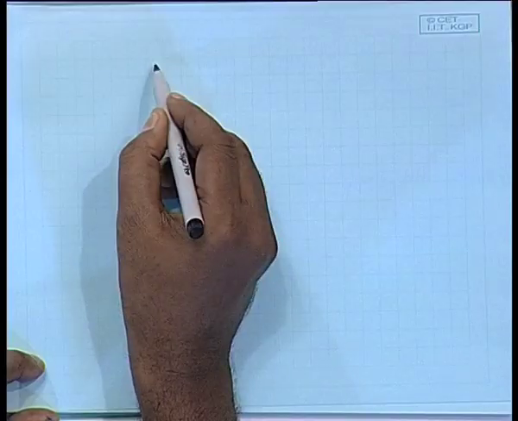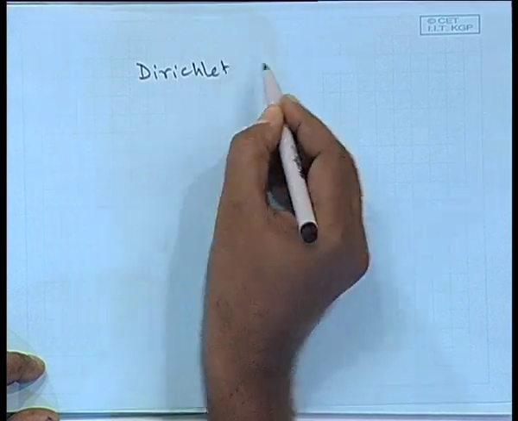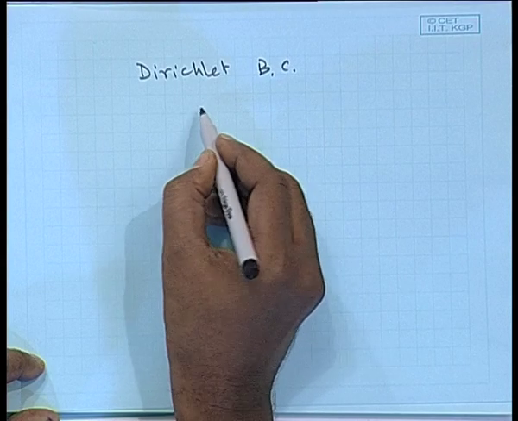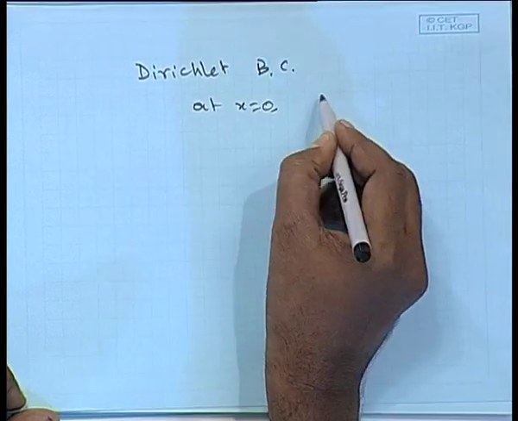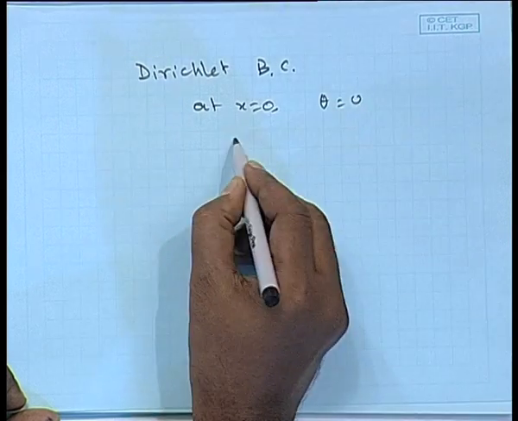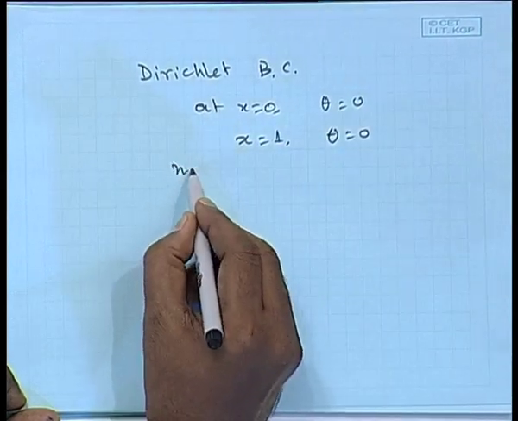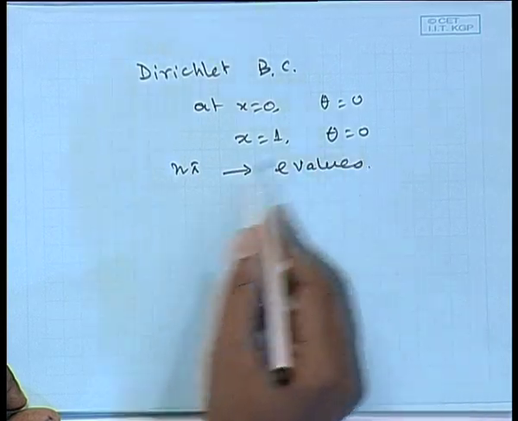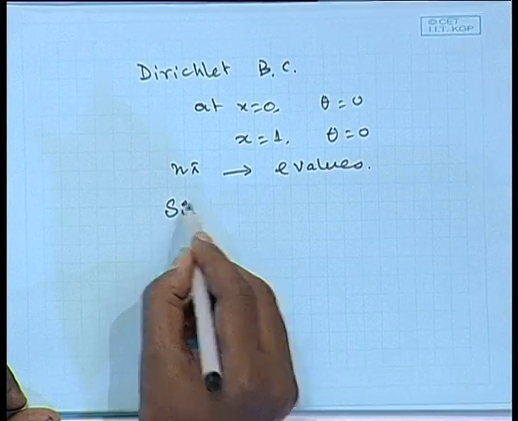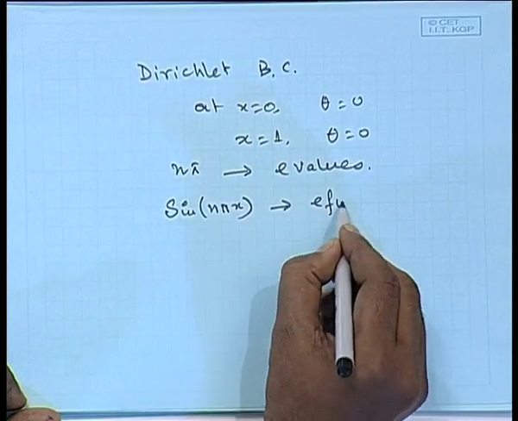Now, if you have Dirichlet boundary conditions, like if your boundary conditions are, at x equal to 0, let us say theta is equal to 0, and at x equal to 1, theta equal to 0, you will get n pi as the eigenvalues and sin n pi x as the eigenfunctions.